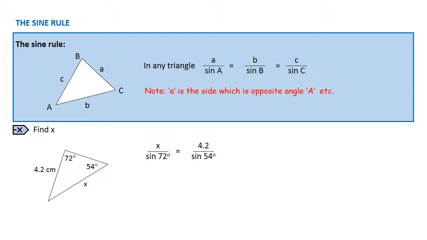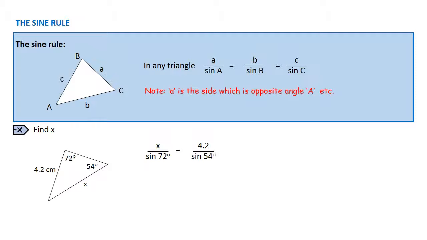We wish to find side x, so we can say that side x over the sine of the angle opposite it, so x over the sine of 72, is equal to 4.2 over the sine of the angle opposite. So it's 4.2 over the sine of angle 54. Once you've got that set up, it's just a matter of transposing to make x the subject.